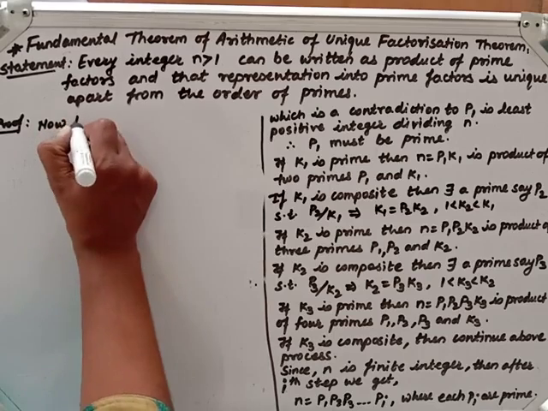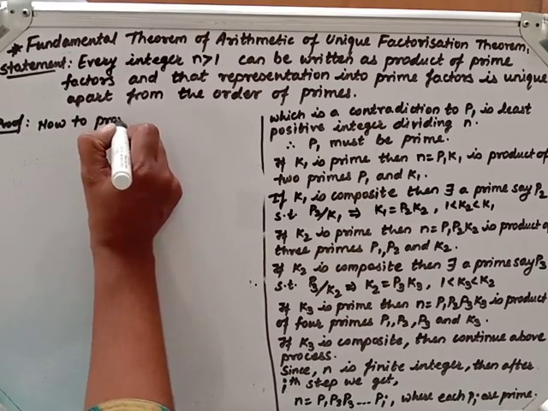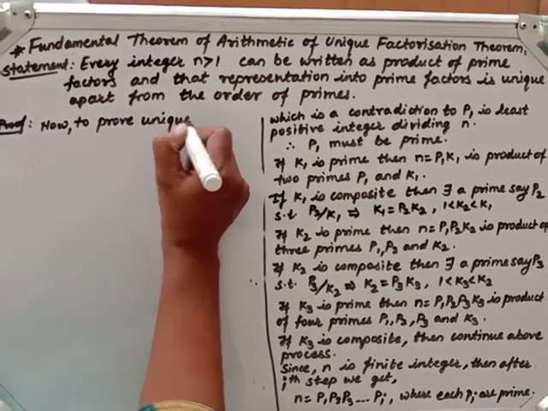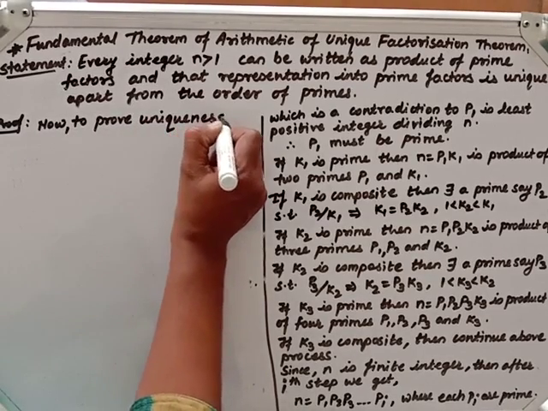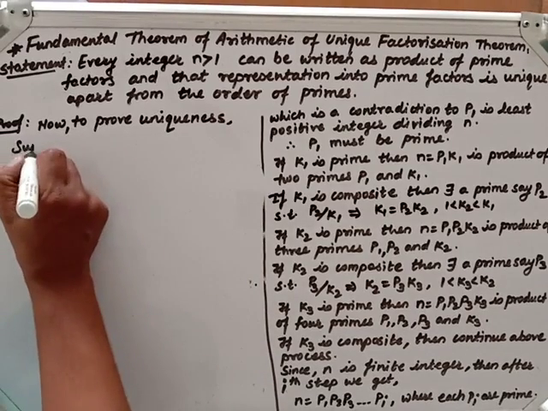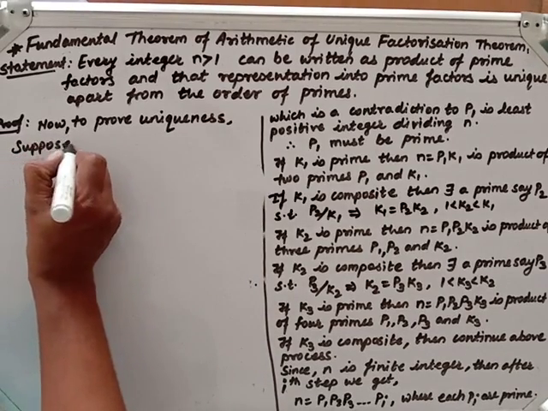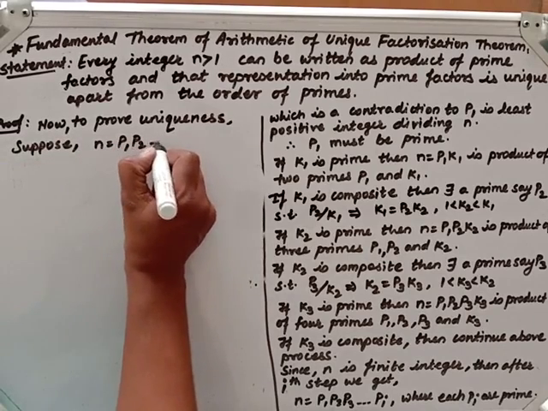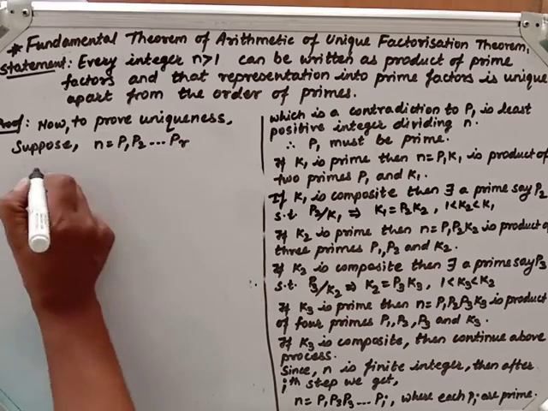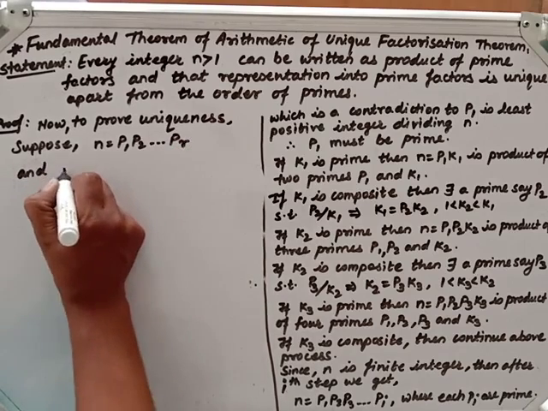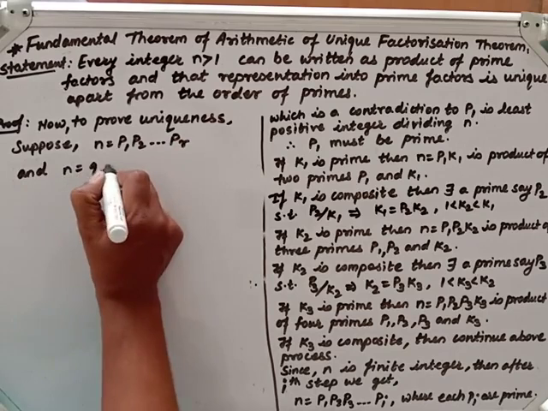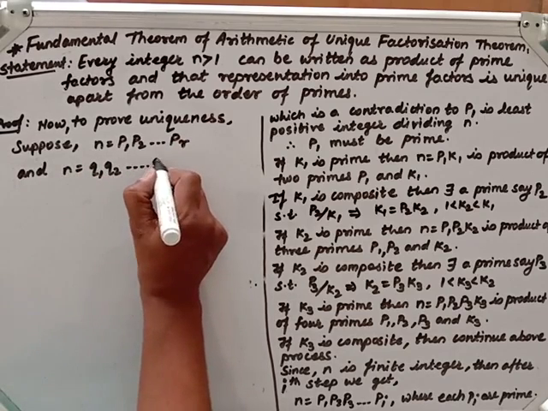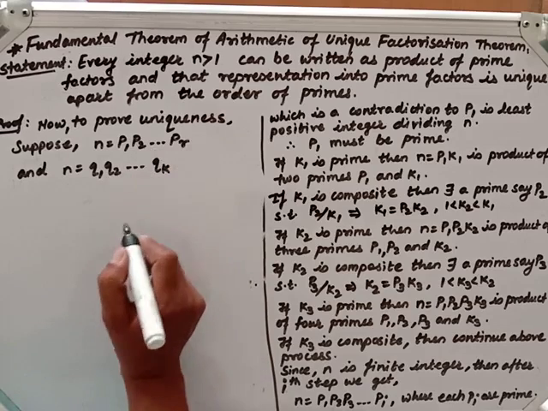Now to prove uniqueness, suppose n equals p1, p2 and so on up to pr, and n equals q1, q2 and so on up to qk.